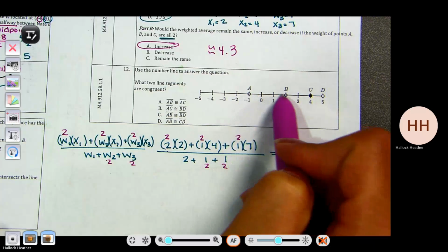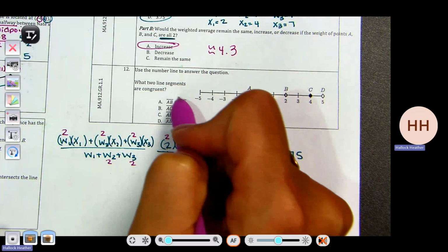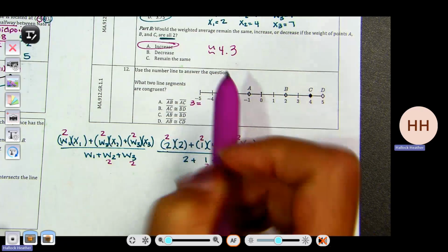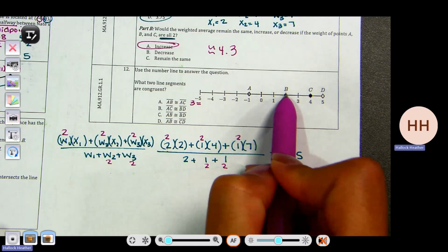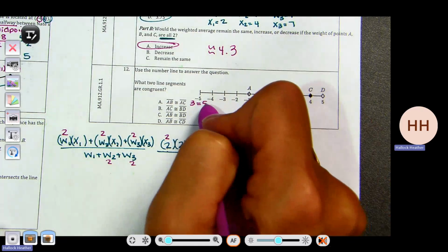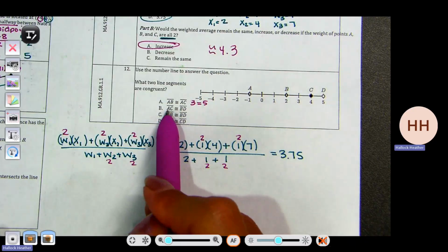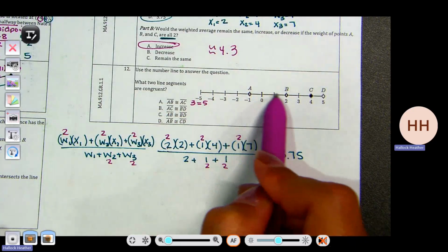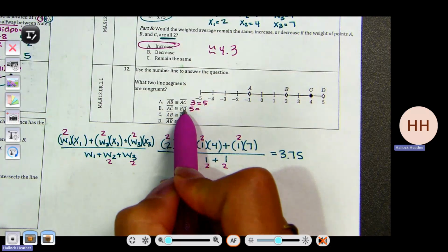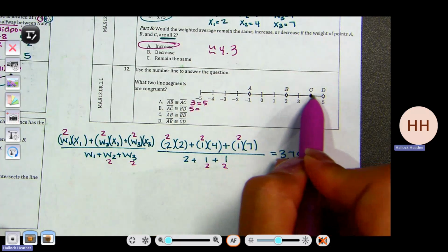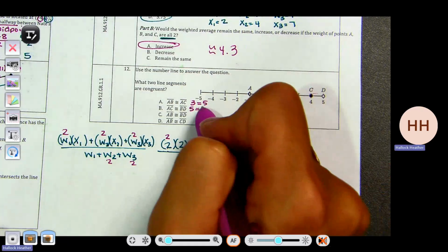AB has 1, 2, 3. So AB is 3. They want to know, is that the same as AC? A to C is 1, 2, 3, 4, 5. 3 and 5 do not match. So A is out. Okay, so AC, we already found AC. AC is 5. Does that match B to D? B to D is 1, 2, 3. That does not match.